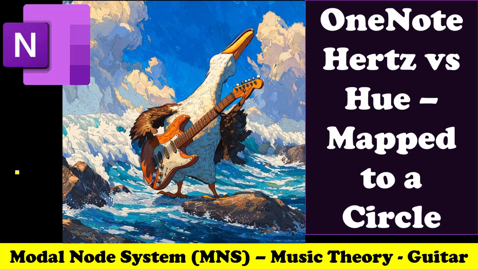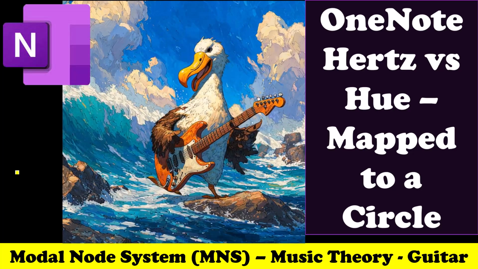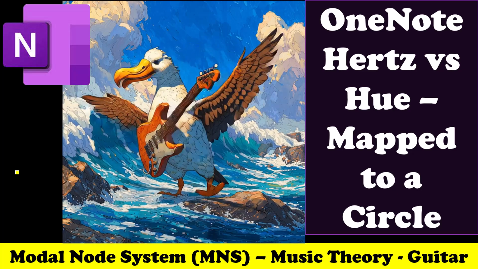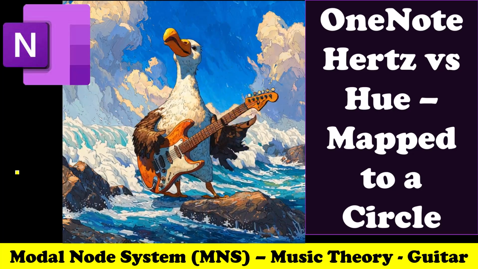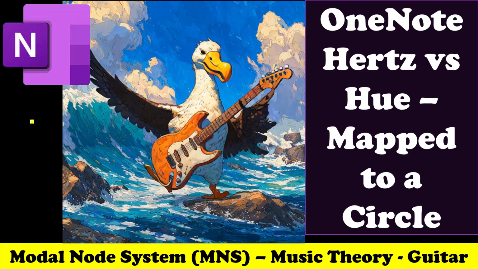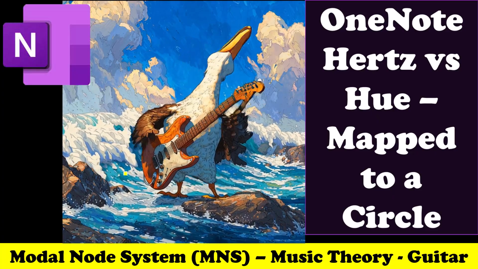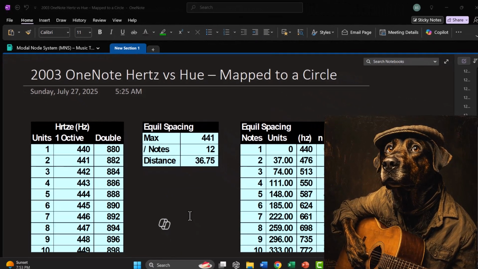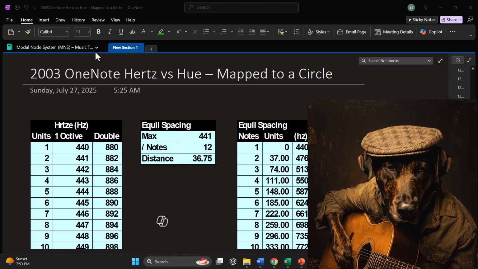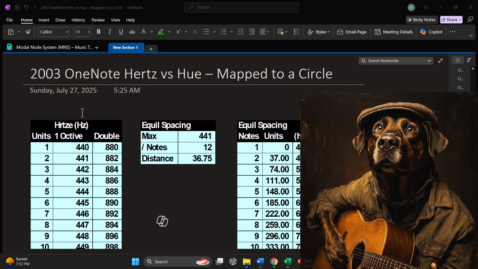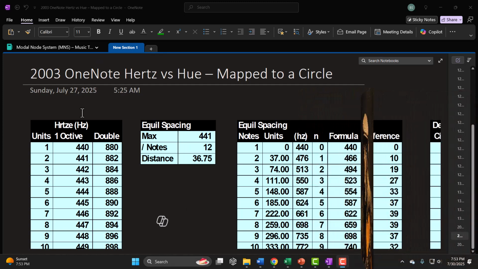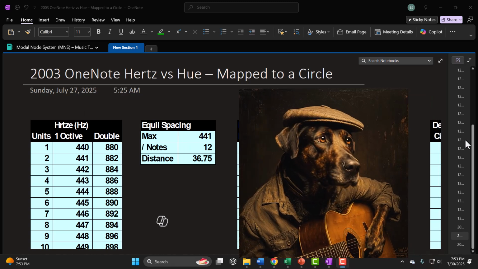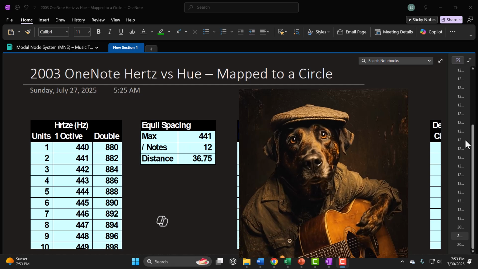Then we'll want to pop that circle off the page with a 3D component. So get ready, and get some coffee, because although we're just playing with OneNote, it's a beautiful note. You're not required to, but if you have access to it and would like to follow along, we're currently in the OneNote file of Modal Node System MNS Presentation 2003 OneNote Hertz versus hue mapping to a circle presentation list, which we plan on adding plenty more to shortly.